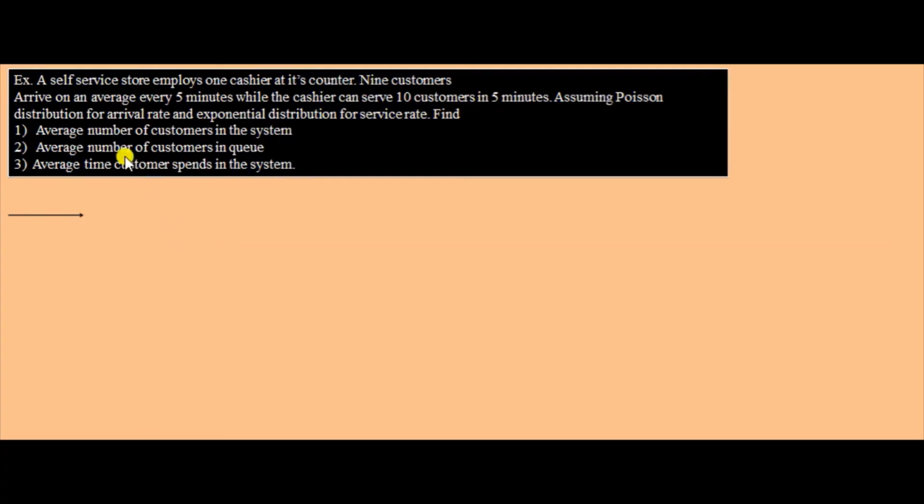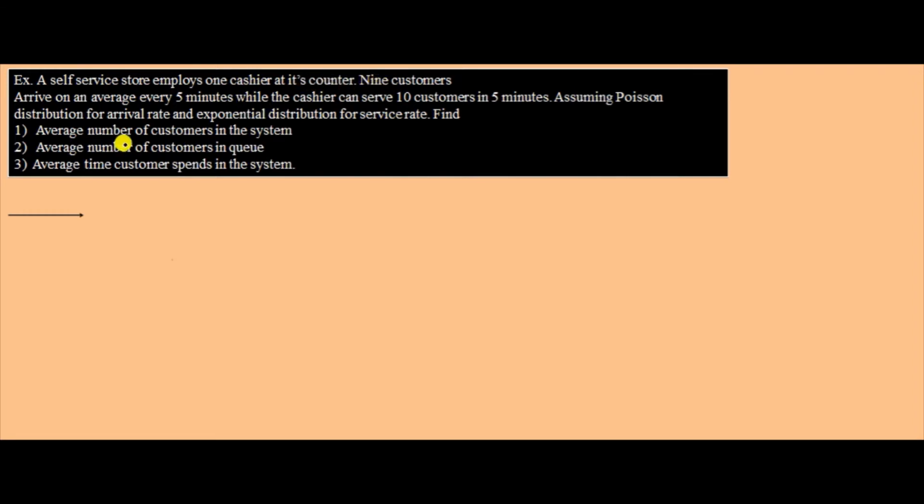Hello guys, this is one of the questions from the queuing model or waiting line theory. Already we have seen some questions from queuing or waiting line theory. Now this is the question: a self-service store employs one cashier at its counter. One cashier means it is a single window system.